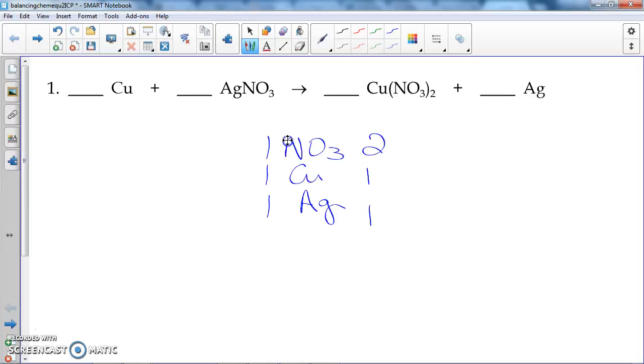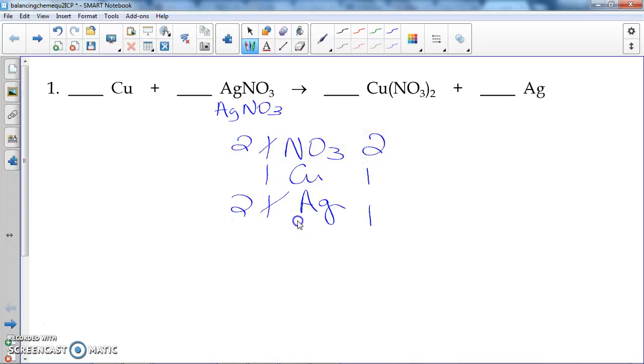Now I'm going to start with NO3. I have 1 and 2. I need 2 NO3s. I have to add the whole unit, so I have to add an AgNO3. I can't just add the NO3. That makes this go to 2, but it also makes my Ag go to 2. So now I have 2 and 2. NO3 looks good.